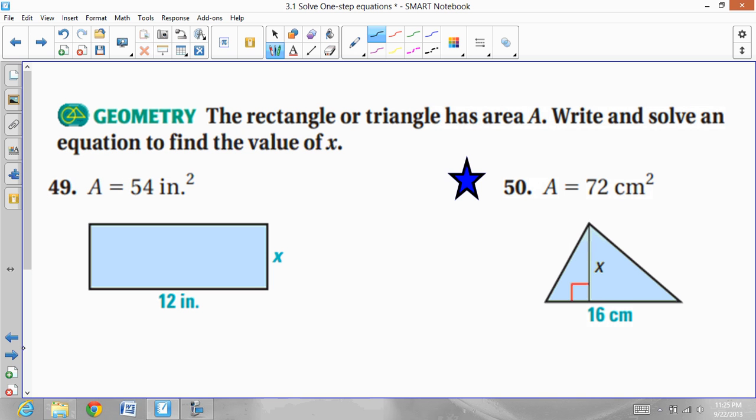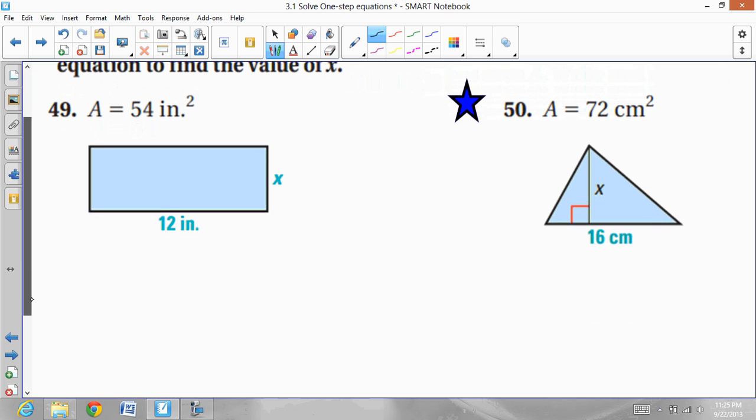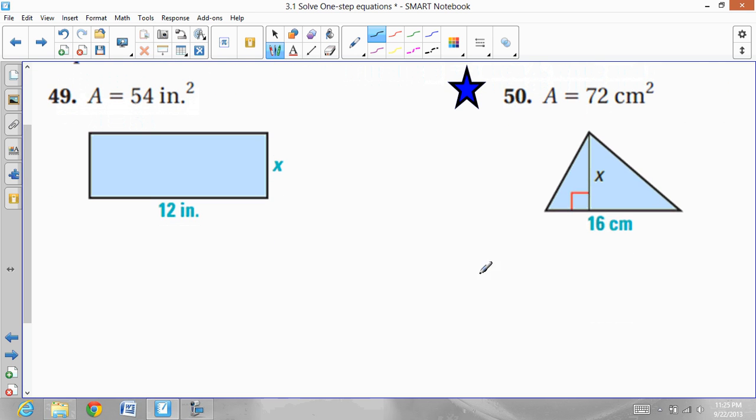Now look at question number 50. You are given a triangle and they are asked to write and solve an equation to find the value of x. So they need you to find x. X in this case happens to be the height. So the height of the triangle. Now if you remember the formula for the area of triangle, in this case it is going to be base times height divided by 2.